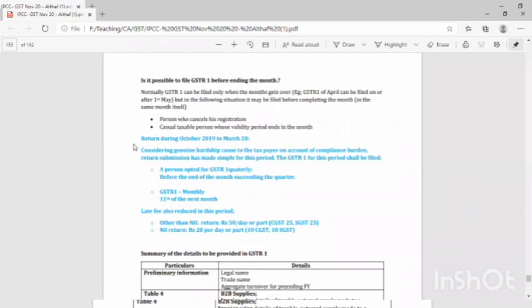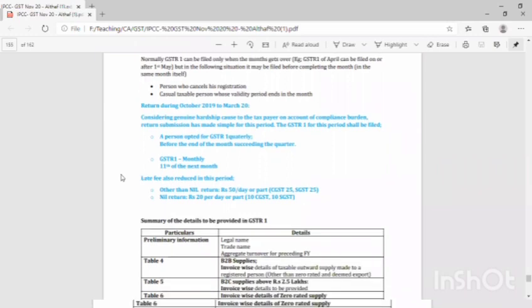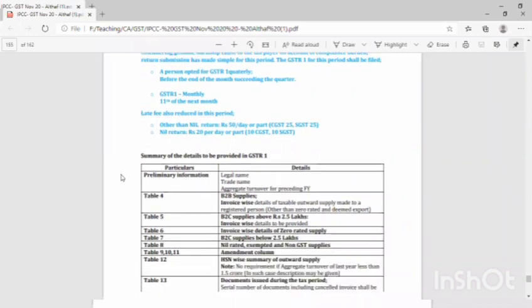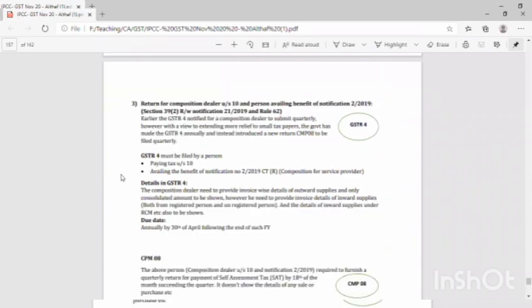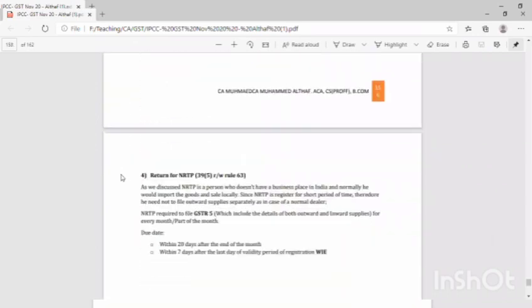This return was for the period October 19 to March 20. They have given a lot of relaxation for this period, and that is applicable only for that period. So you can just go through that. You don't have to study it very importantly, because it is applicable only for that particular period. Then GST 3B and GSTR 4 are there. There's not much amendment for this exam.